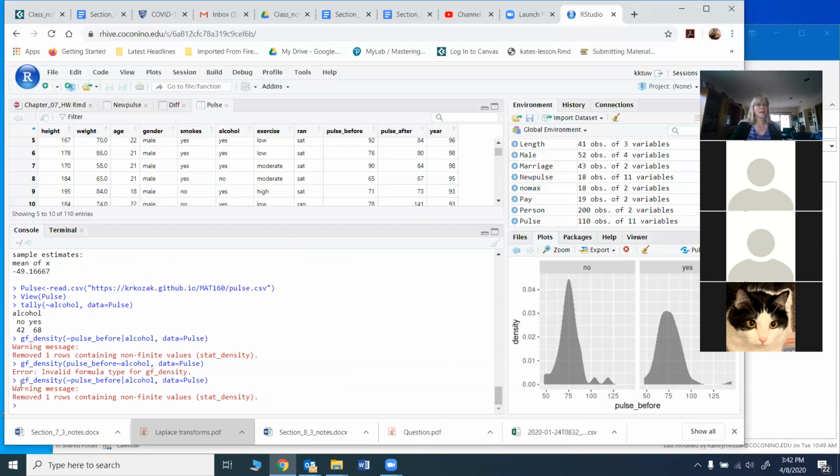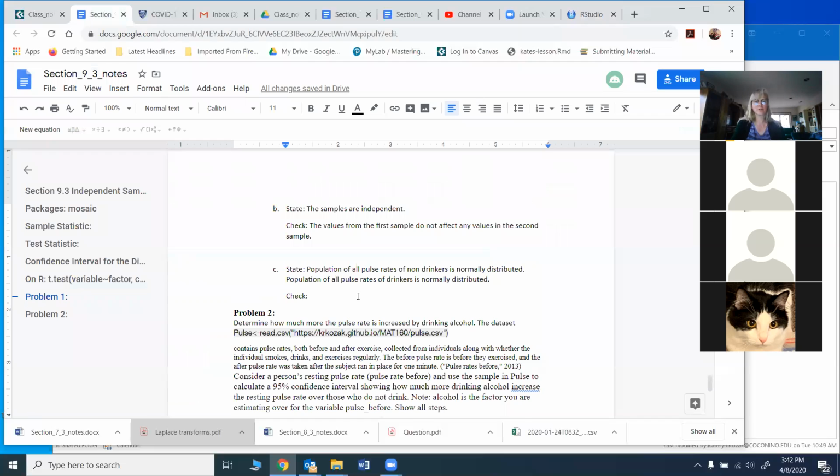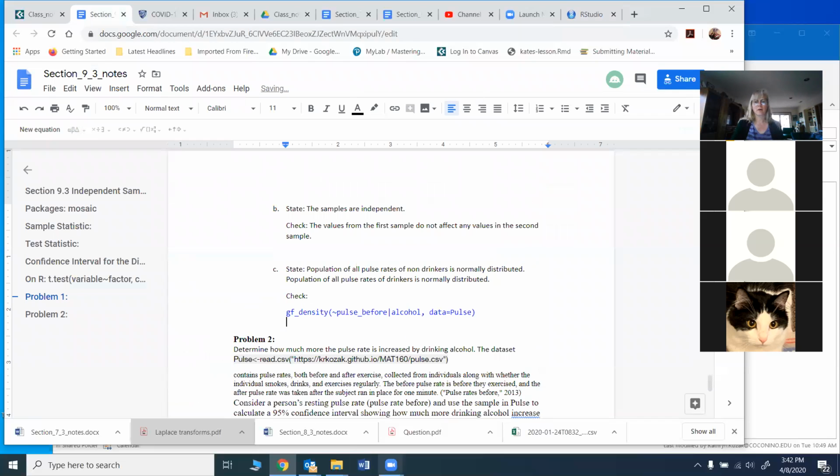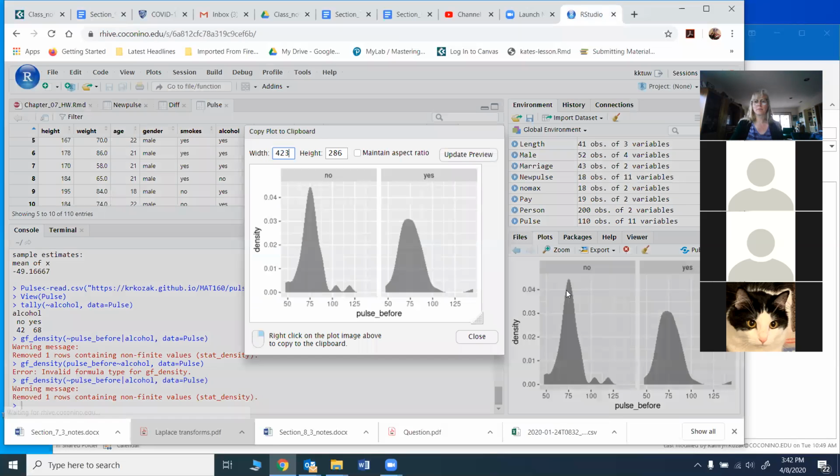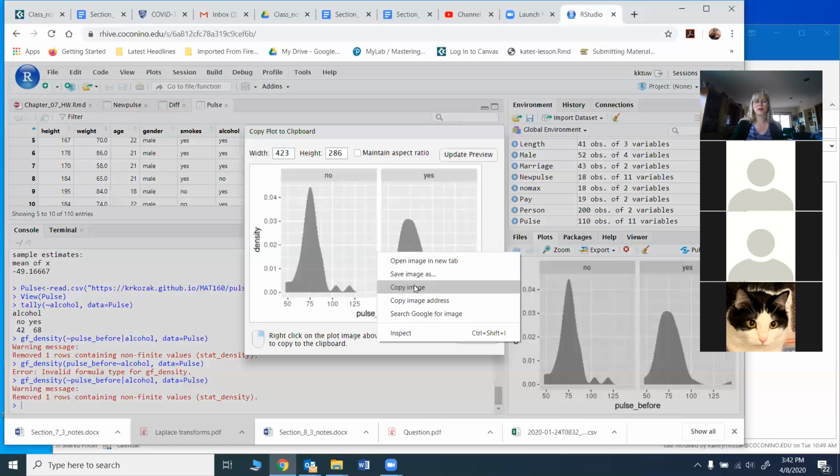I'm going to copy these so you can remember how to do that. We'll post that into our notes so you can remember how to do this check. And then I'm going to get a copy of the graphs. Remember, we go to export over here in the plots. You go to export, say copy to clipboard, and then right click on this and do copy image. If you're on a Mac, there is no right click, but if you control click, it will do a right click and copy image.